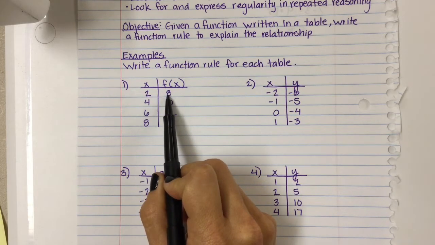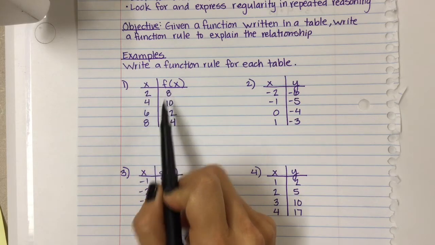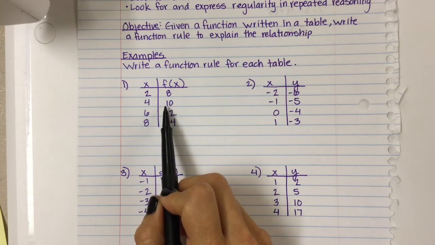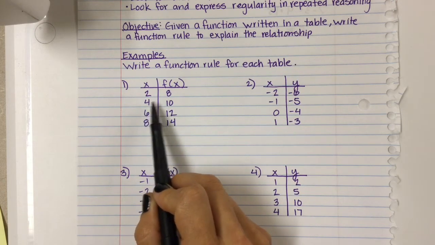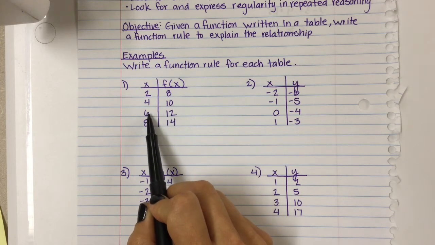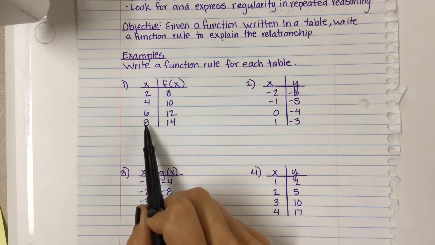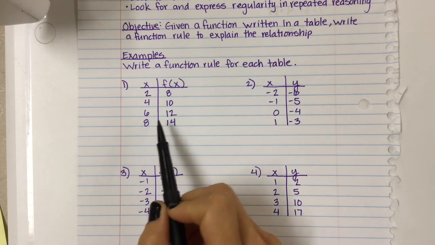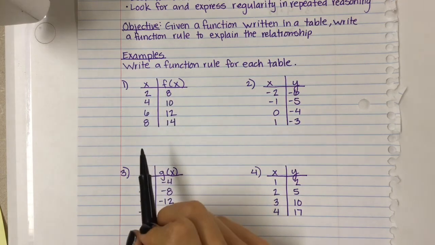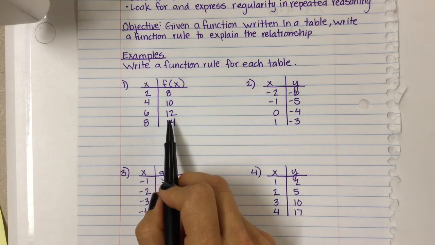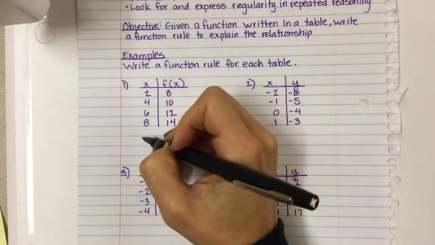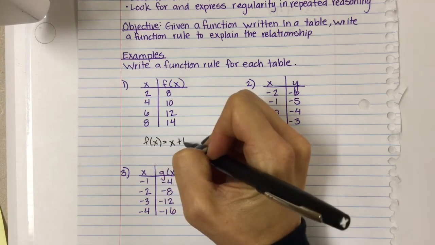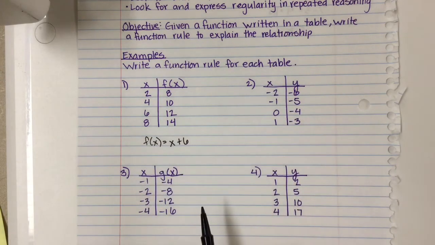2 times 4 gives me 8, or 2 plus 6 would give me 8. Here, 4 times 4 would not give me 10, so that wouldn't stick with that relationship. But 4 plus 6 does give me 10. 6 plus 6 does give me 12. And 8 plus 6 does give me 14. So I notice that the relationship from x to f of x is taking my x and adding 6 to get my f of x. And that becomes my function rule. I'm going to take x and add 6 to get f of x.